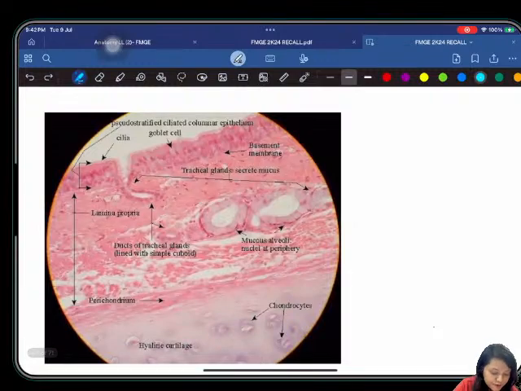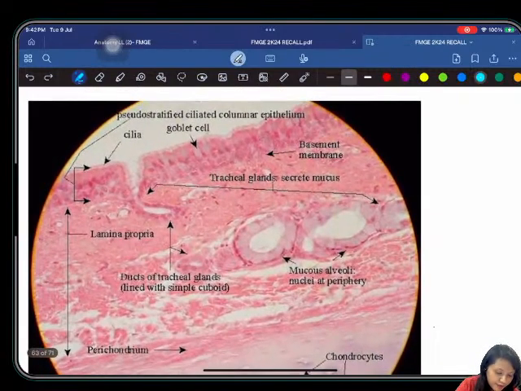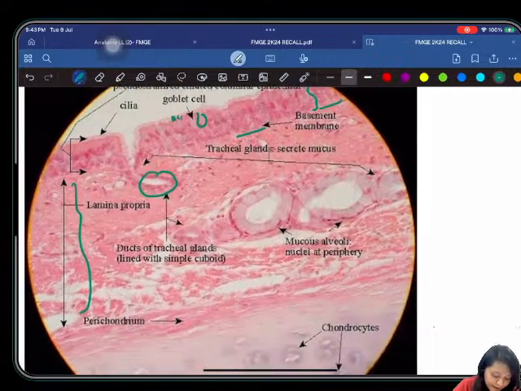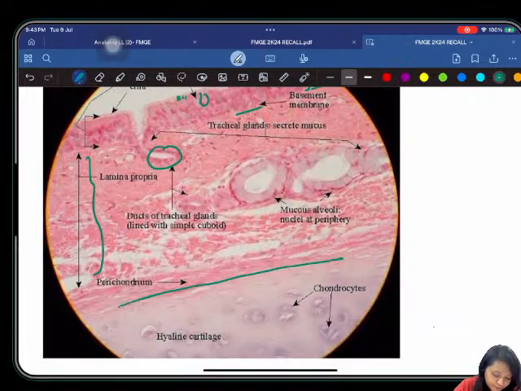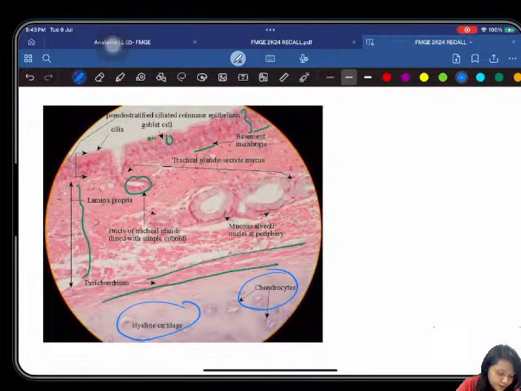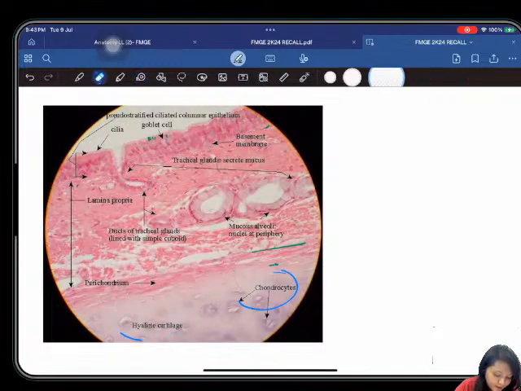So if you see all the structures, you will have cilia here, you will have the goblet cells, okay, and this area is the mucosa, that is pseudostratified epithelium. Then you have the basement membrane, then you will have the lamina propria, okay, this is the lamina propria. Then you will also have the ducts of the tracheal gland, and then you will have the perichondrium, and after that you will have the hyaline cartilage and the chondrocytes, okay. So these are the different labelings of the slide of your trachea, okay.